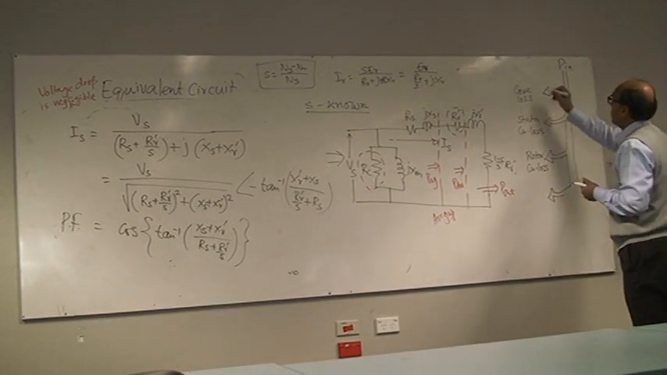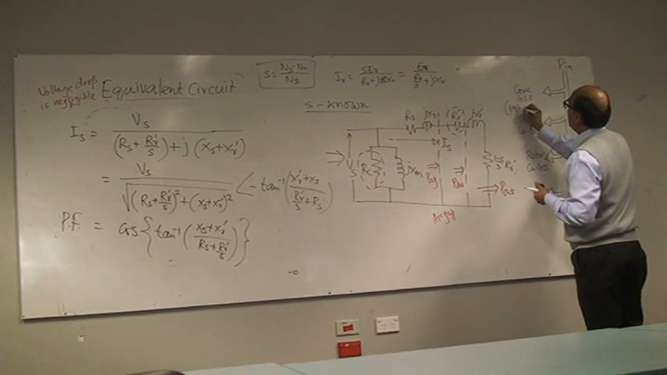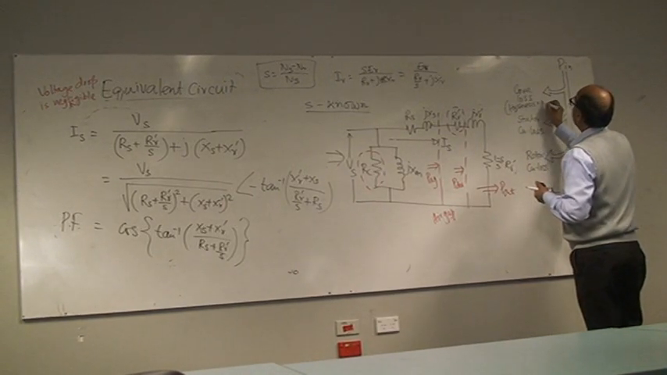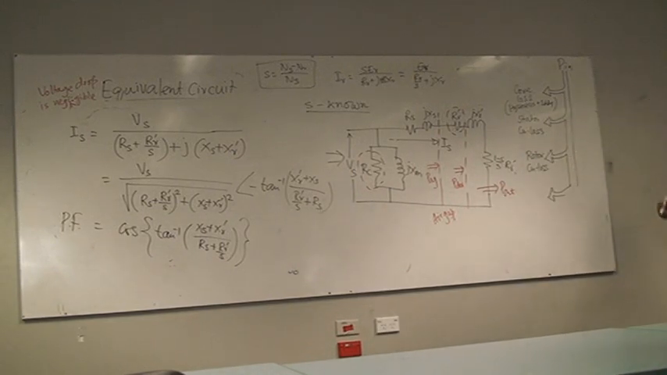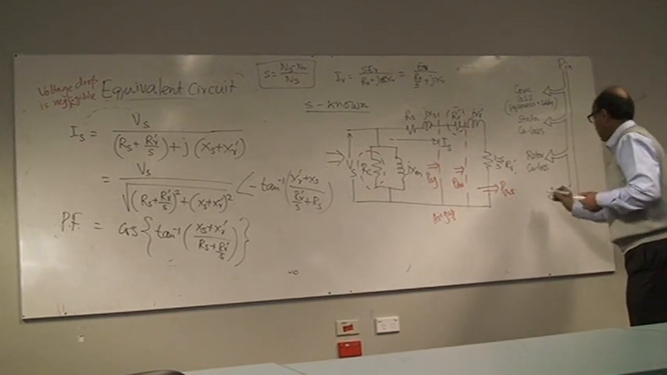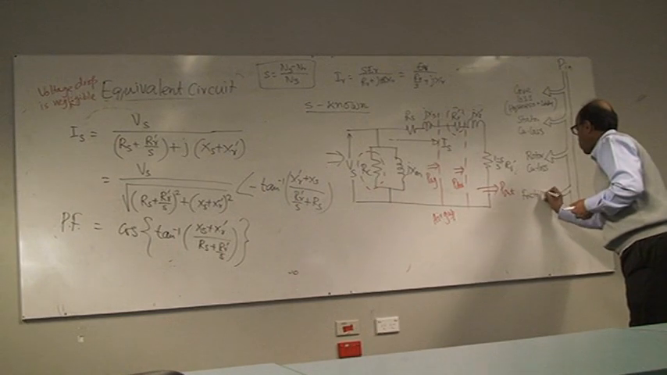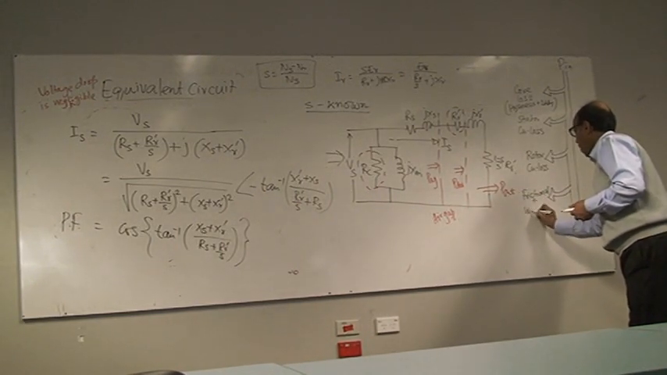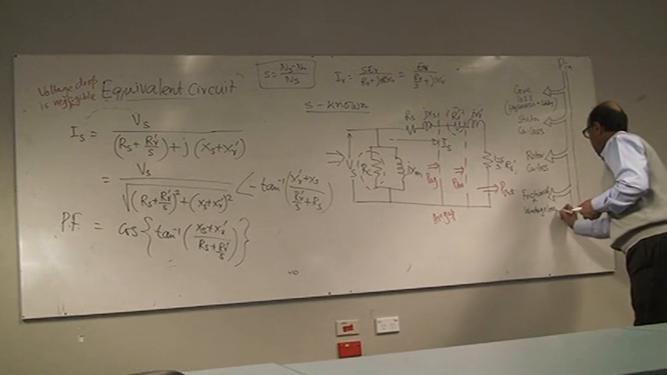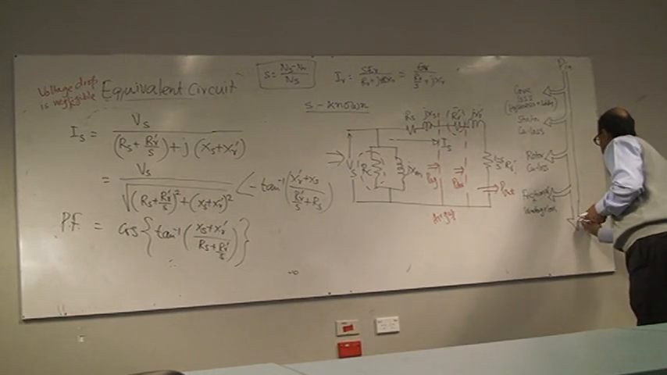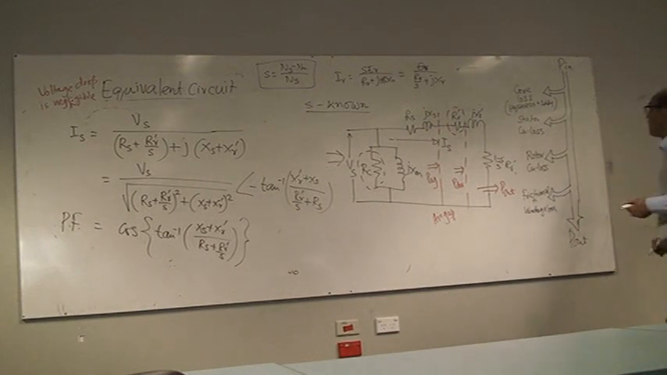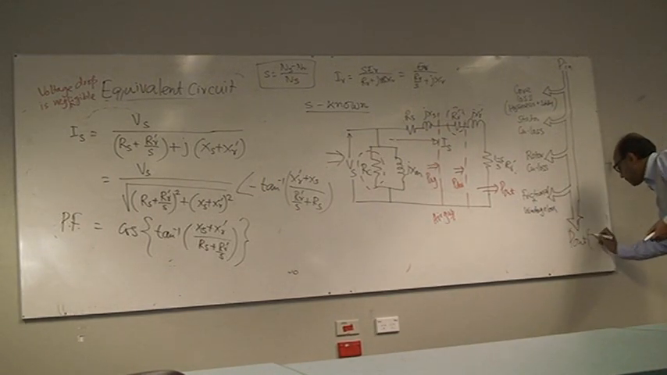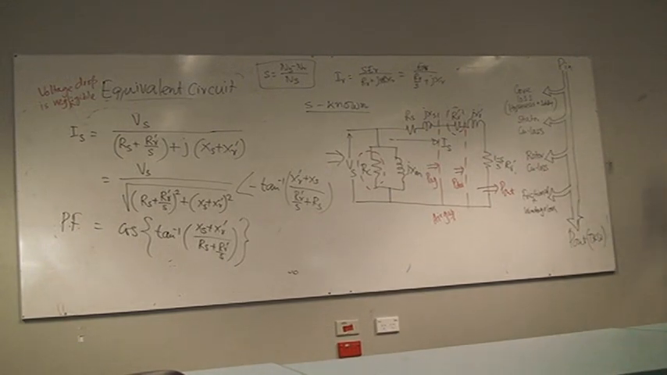Core loss is basically a combination of hysteresis plus eddy current loss, both of them making up the core loss. Then you have the rotor copper loss. The rest is power out. This power out is actually T times omega, the torque times omega. So you can get the torque output. So that's the power diagram.